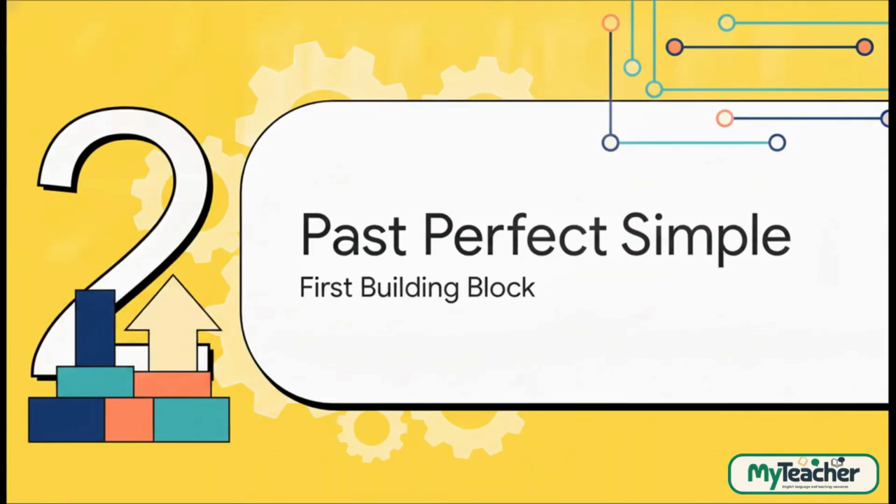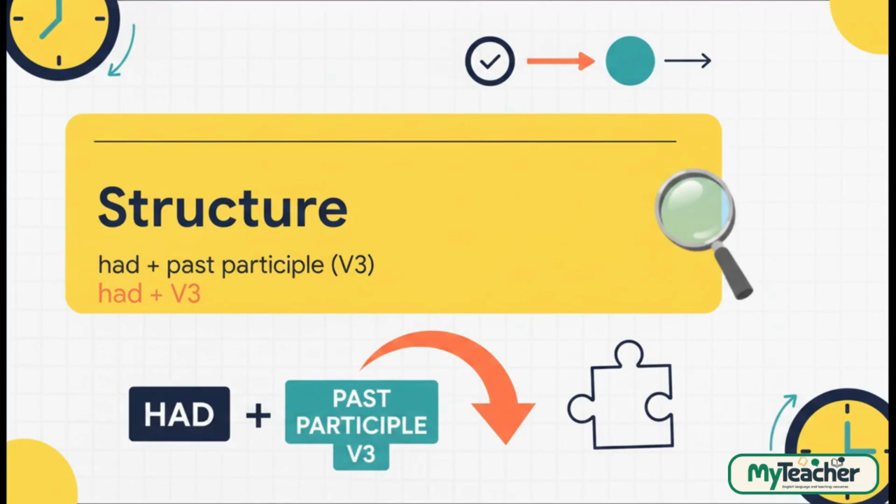Let's kick things off with our very first building block, the past perfect simple. The structure for this one is super straightforward. We just use the word had right alongside the past participle of the verb, which we often just call V3. This little formula tells us that one action was completely finished before another past action even started.